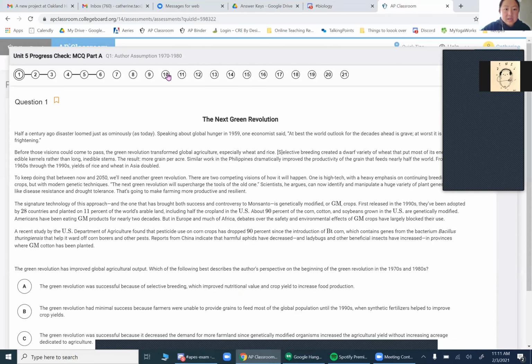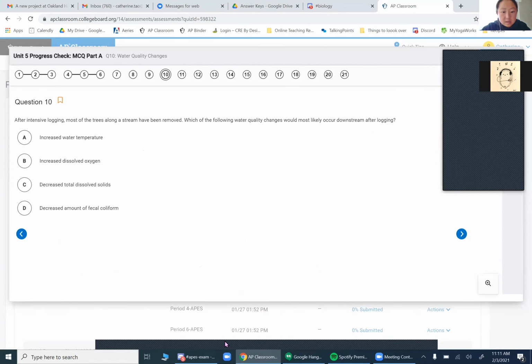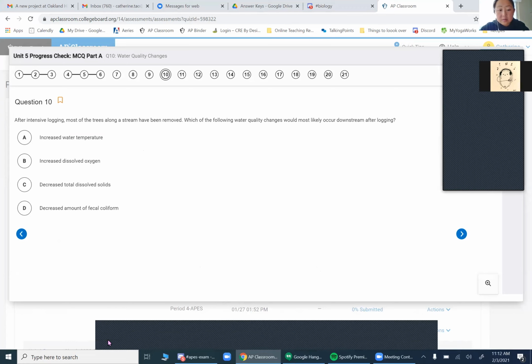Okay, so question 10. It says, after intensive logging, most of the trees along the stream have been removed. Which of the following water quality changes would most likely occur downstream after logging? So tell me, Richard or Caitlin, if you want to explain your thought processes behind this question.